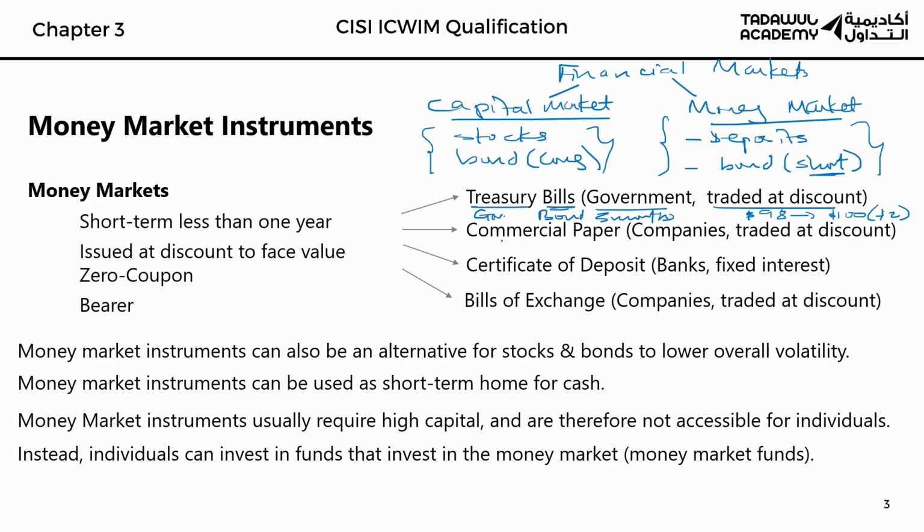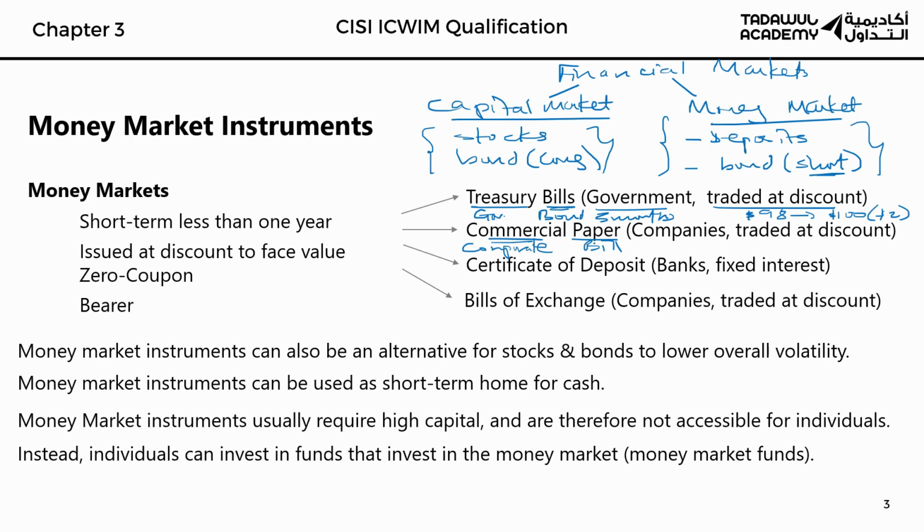In the same way is the commercial paper. Commercial paper is exactly the same thing as a treasury bill. The only thing is it's issued by companies. You see the word commercial. Commercial means corporates. Paper is another name for bill. Bill and paper are the same thing. Some people call it commercial bills. Some people call them commercial papers.